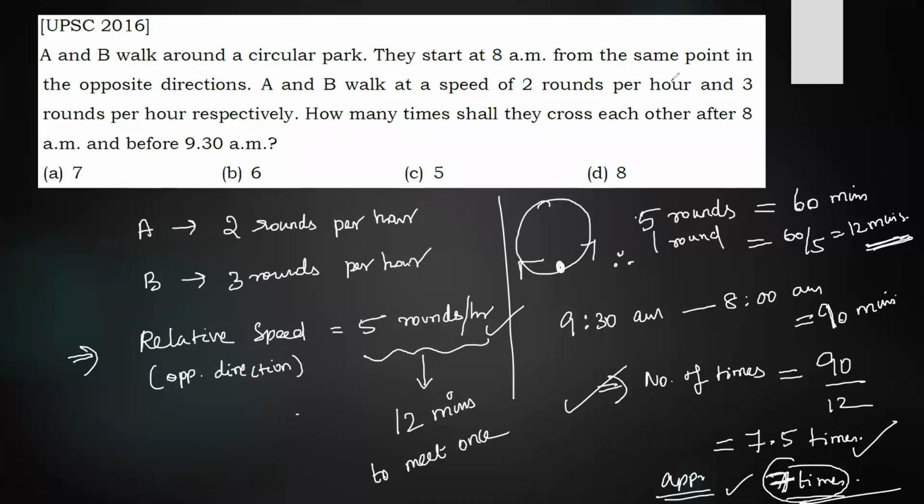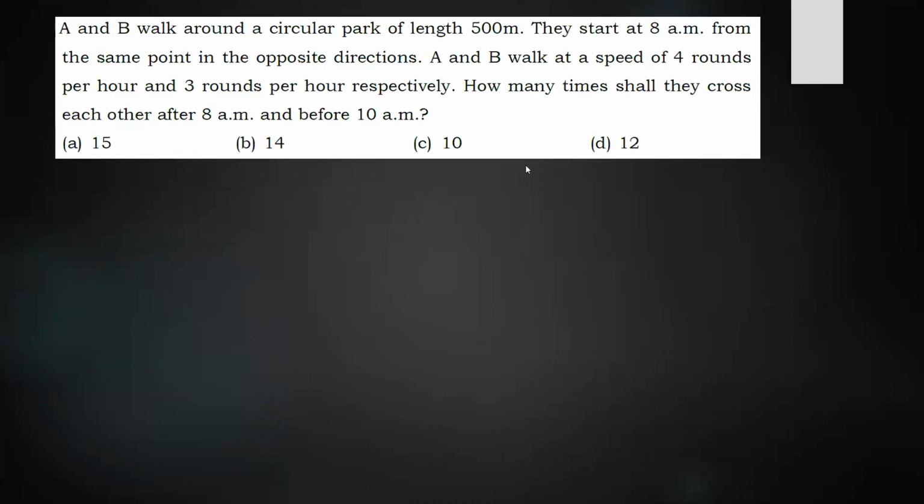A walks 4 rounds per hour, B walks 3 rounds per hour. How many times shall they cross each other after 8 a.m. and before 10 a.m.? Okay, Siddharth got the answer. Anyone give a try? Same, but here the distance was unknown, right? But the next question is given a 500-meter race. Anyone? Last question, but give a try.